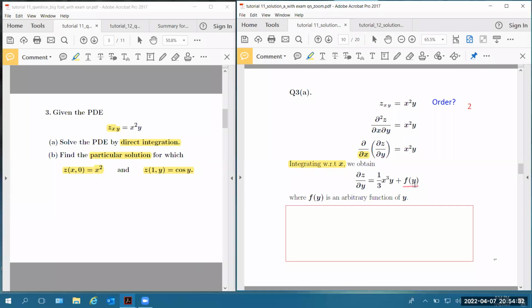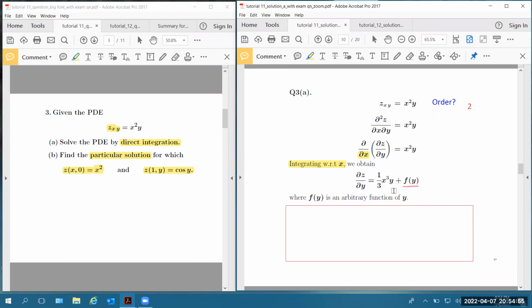Why there? Well, that's because when you integrate with respect to x here, your y is like constant. So when you write f(y), actually it's considered as somewhat like an arbitrary constant. Is it okay? All right, so our f(y) is an arbitrary function of y.